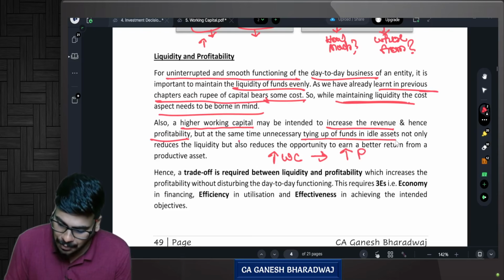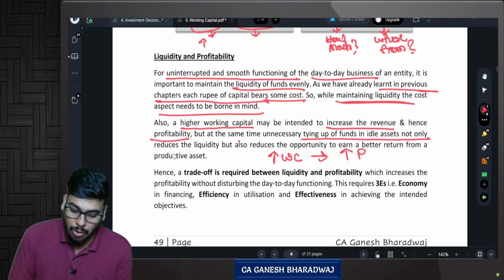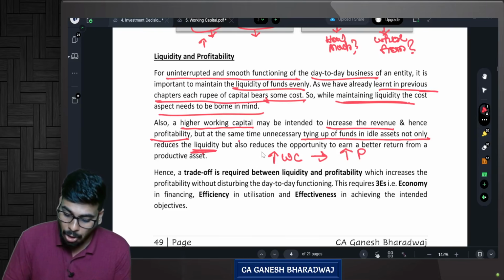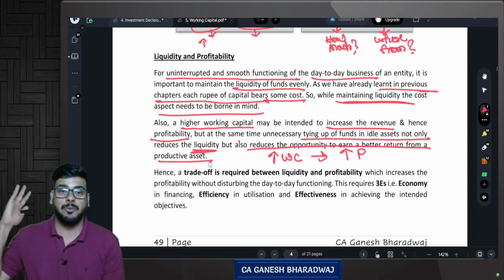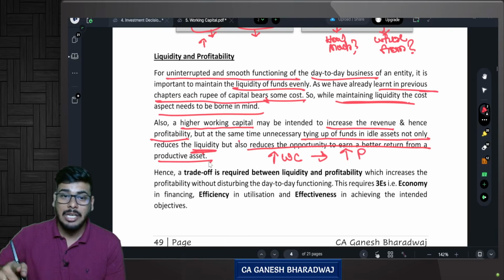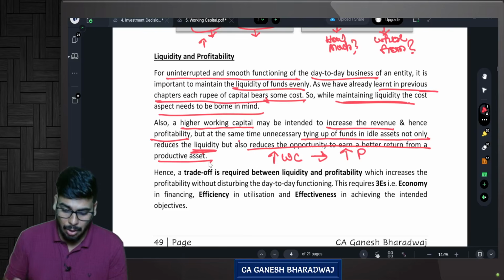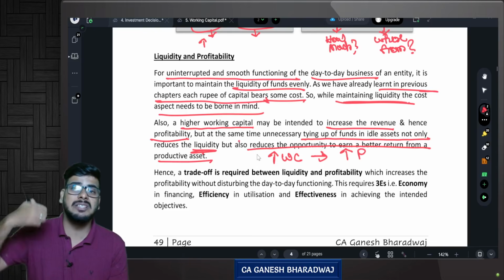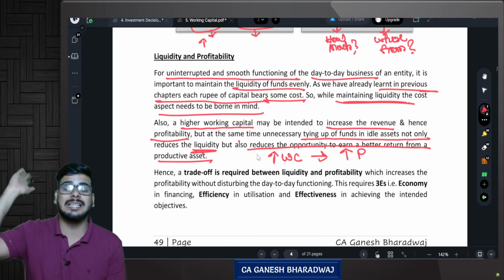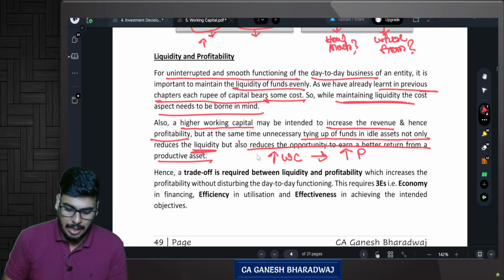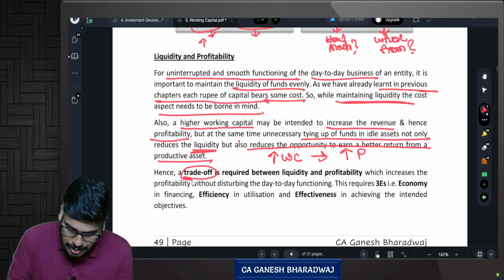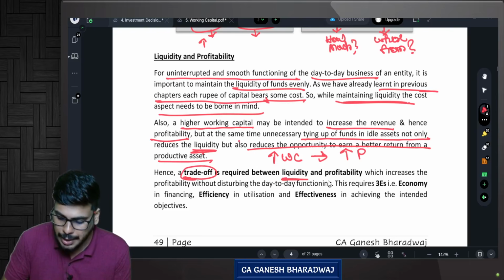Unnecessary tying up of funds and idle assets not only reduces the liquidity but also reduces the opportunity to earn a better return from a productive asset. This is one side of it, but the other side is that now you are tying up more funds in your business. Because of this, there is some cost associated with it. Clear? Hence, a trade-off is required between liquidity and profitability.